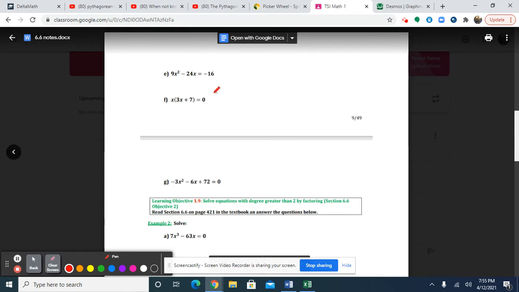Okay, so in the second part, we're going to start with f. And what we're going to do is, again, this is already factored out for us. The work's already done, so all you have to do is set it equal to 0. So x is equal to 0, and 3x plus 7 equals 0.